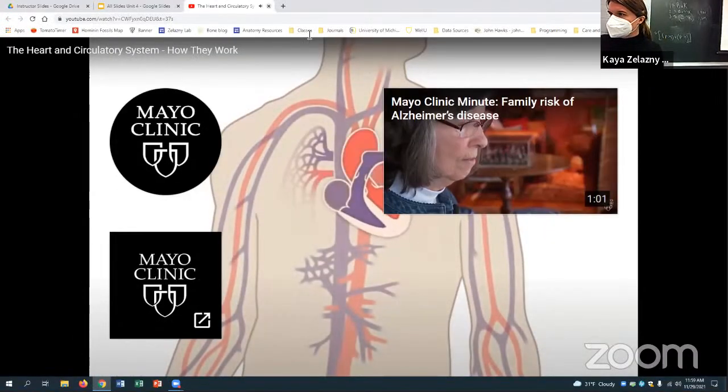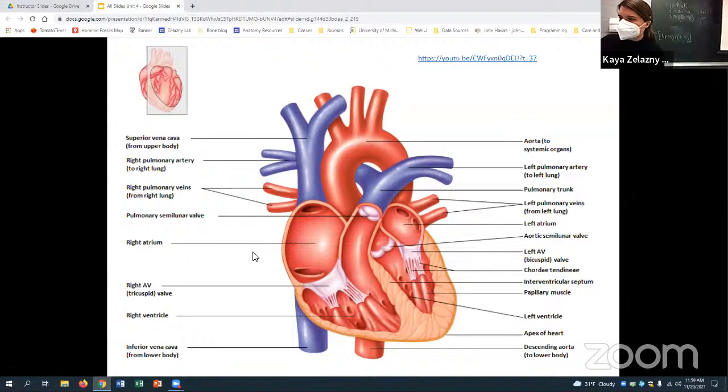So I find seeing those movements helpful as we talk about the parts of the heart, because otherwise it's just memorizing a bunch of names, which is not always the most fun. Okay, so let's go ahead and trace that path of blood through the heart.